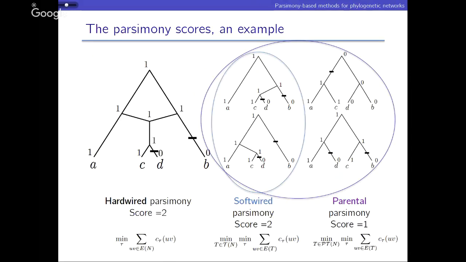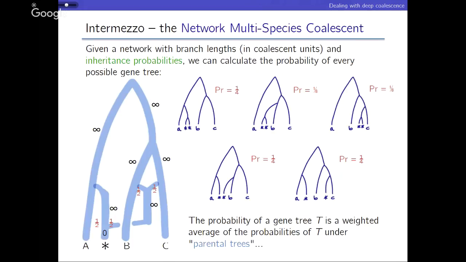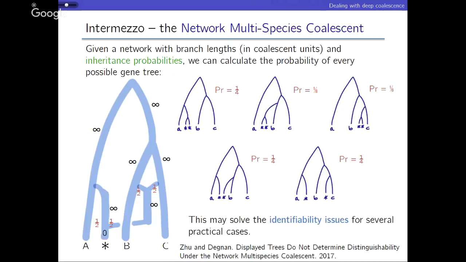We show, for example, that the hardwired parsimony score can be as far as we want from the softwired parsimony score. And something I would also like to mention is that we haven't invented this concept of parental trees. It has been used by Vadegnan and his co-authors to show that with parental trees, they can solve the identifiability problem in lots of practical cases. So when we move away from the display tree, we are going to have fewer identifiability issues. I just wanted to mention that.